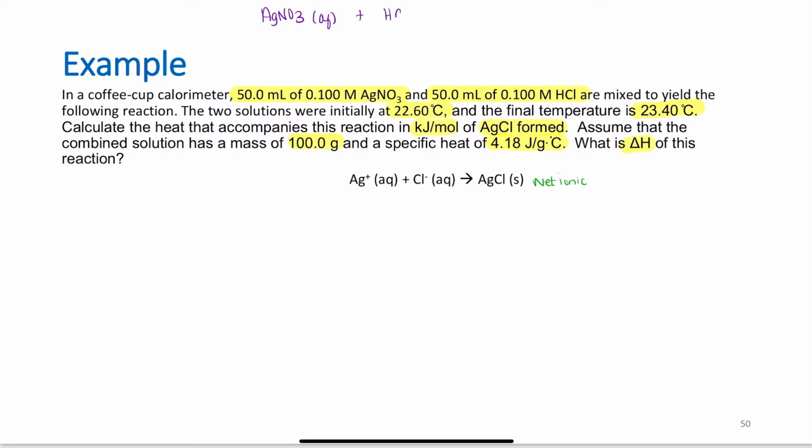I react it with hydrochloric acid. I produce silver chloride and nitric acid. I have 50 mils in a 0.1 molar solution of both silver nitrate and HCl.